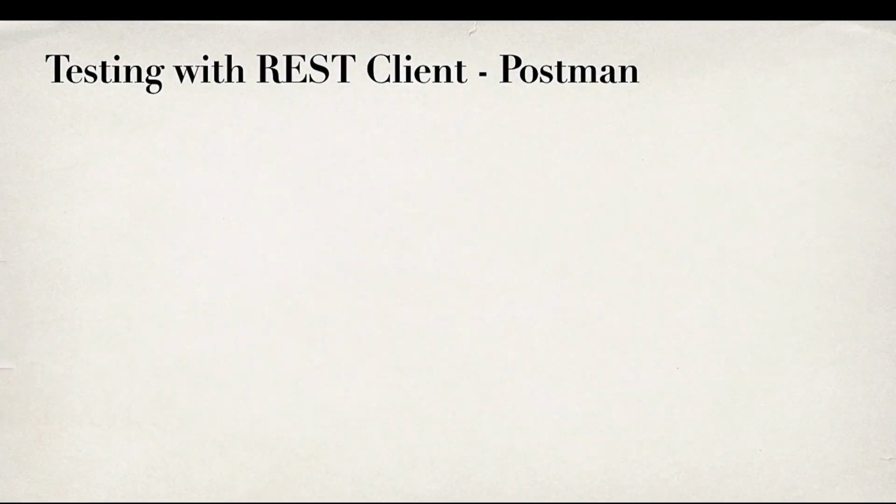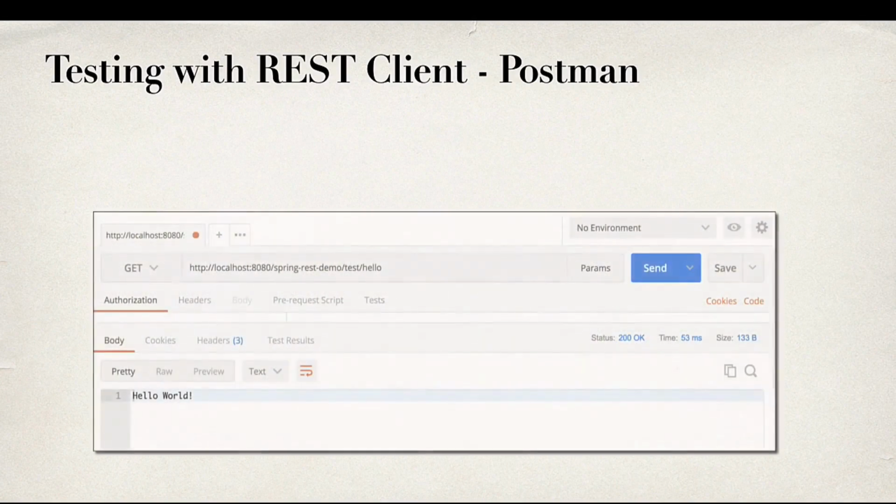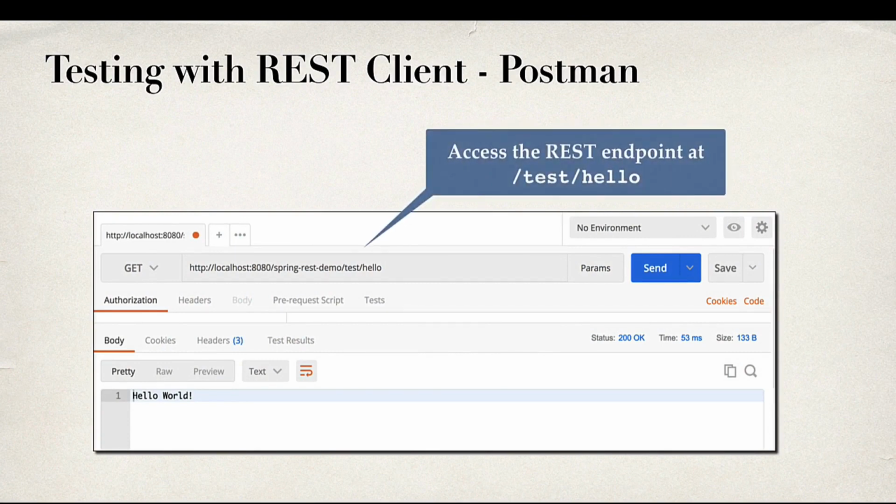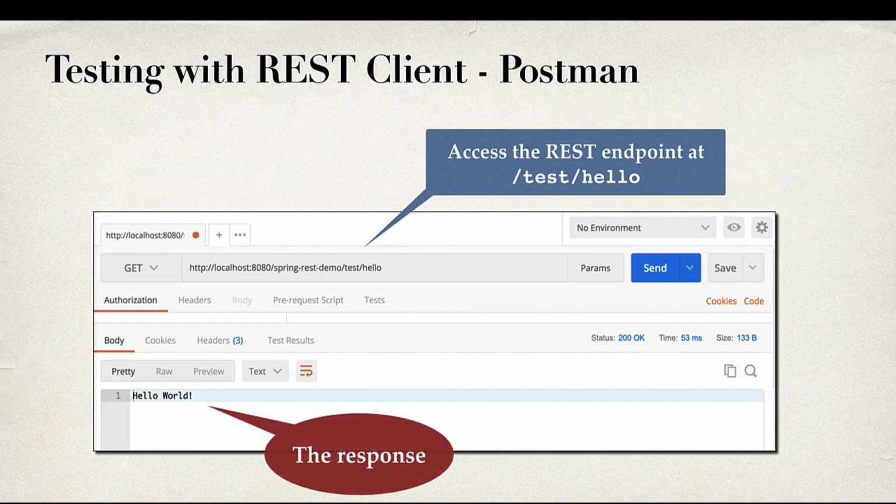Now, let's talk about clients here. So we can test this with the REST client using Postman. So in Postman, we simply drop in the URL here. We simply go to localhost 8080, the name of our app, Spring REST Demo, /test/hello. So that'll access that REST endpoint. And so at the bottom, we'll actually get the response, hello world. So that's an example here using Postman.